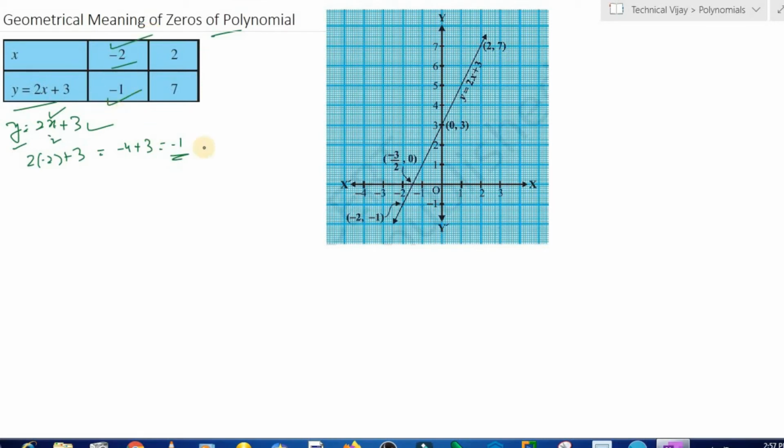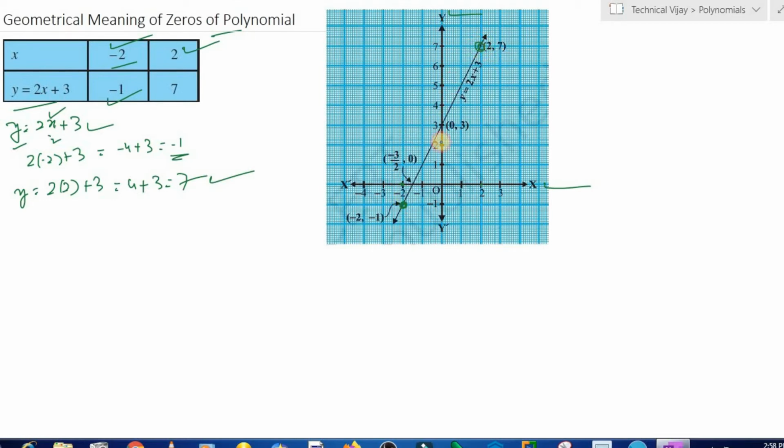So the same thing we will put in the graph. This is the x-axis and this is the y-axis. For the value of x equal to minus 2, the y value will become minus 1. So this is one of the points. Now we will put one more point in the positive direction, that is x is equal to 2, that is y is equal to 2 into 2 plus 3. So the value will be 4 plus 3, which is equal to 7. So in the x direction it will be 2 and in the y direction it will be 7. So 2 and 7, this is another point.